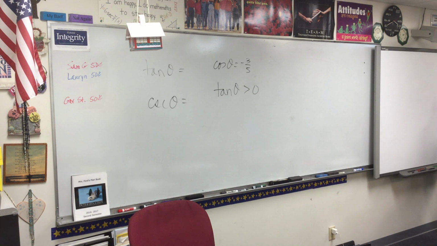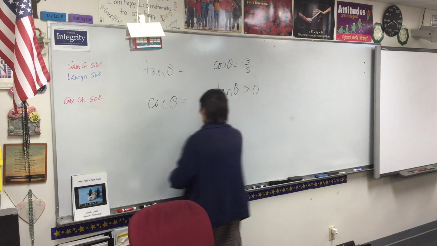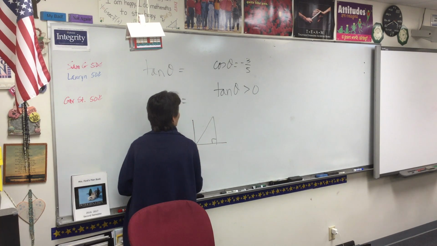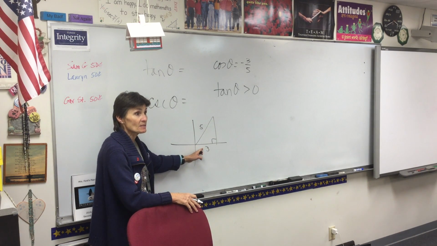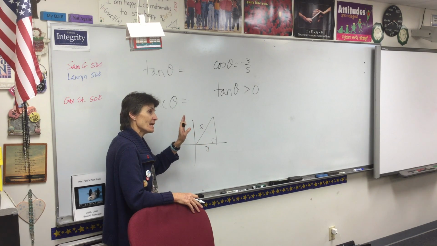Now, if you want to, you can go ahead and draw your picture. Go ahead and draw the picture, and there's an angle whose cosine is 3/5. But what's wrong with that? Oh, that's a positive, and it needs to be negative.